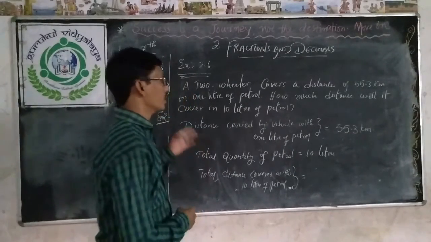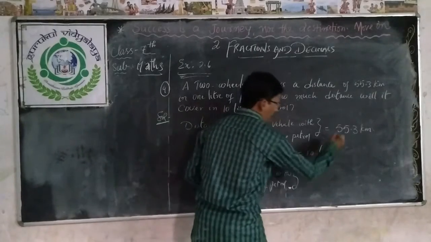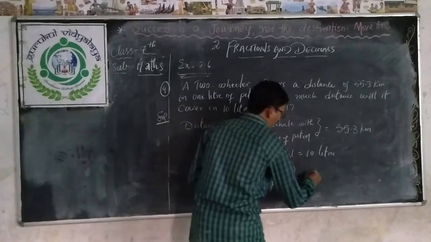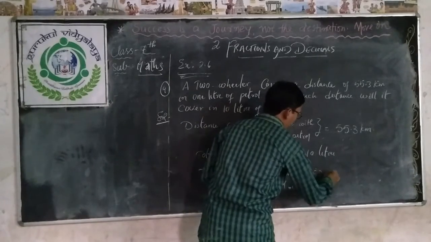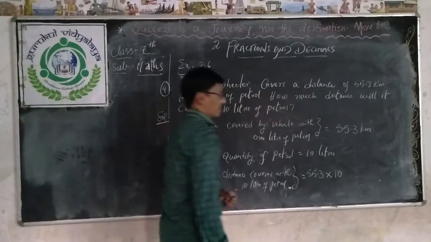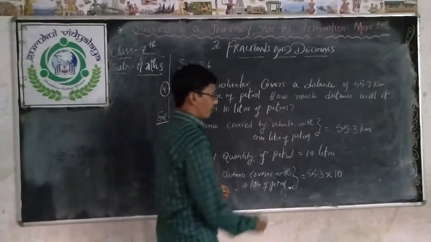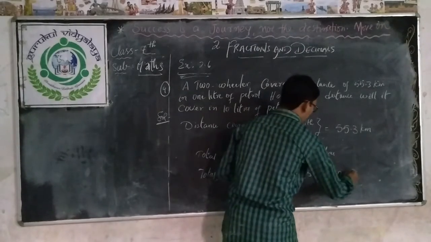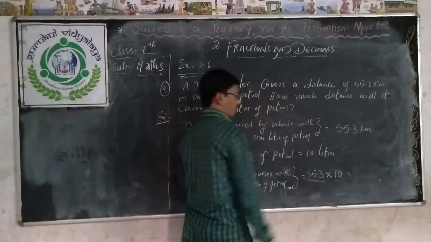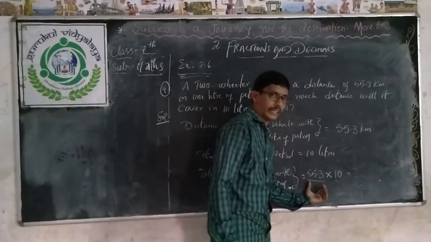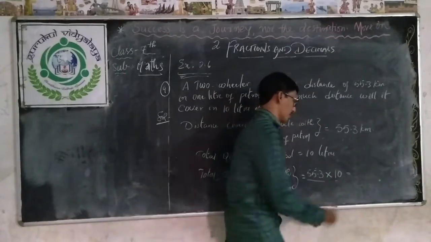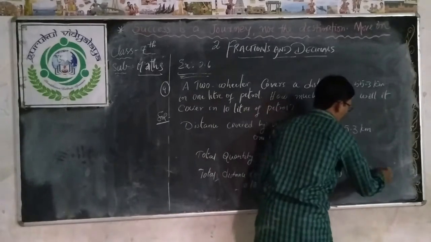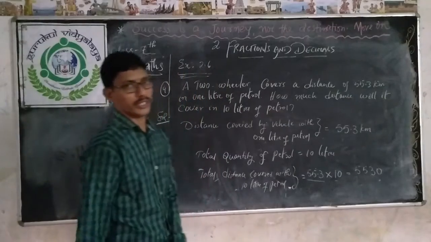So simply multiply 55.3 kilometers, covered by 1 liter of petrol, with 10 liters. Multiply these two numbers: 55.3 into 10. As I told you before, forget about the point first. 553 ones are 553. How many zeros are there? Only one zero. Now you have to put the decimal point.